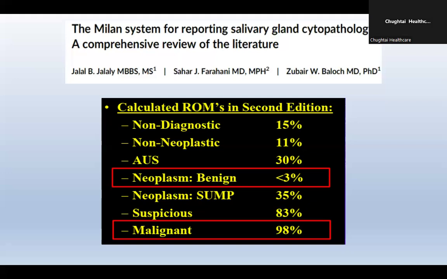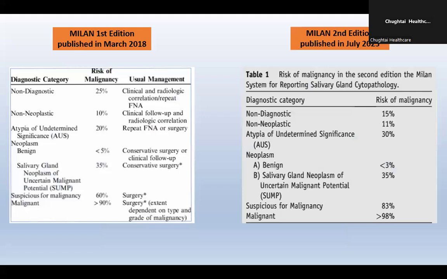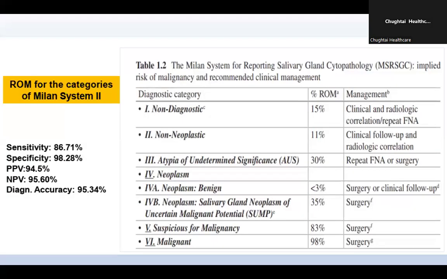There are minor changes in other categories too, like non-diagnostic. The risk of malignancy was 25%, now it is 15%. In non-neoplastic, it was 10%, just a minor change to 11%. AUS was 20%, now it's 30%. So benign is now less than 3%. And SUMP was like 35% in the first edition, and it remains the same in the second edition. Suspicious for malignancy was 60% risk of malignancy, now it's increased to 83%. And for the malignant category, it is greater than 98%.